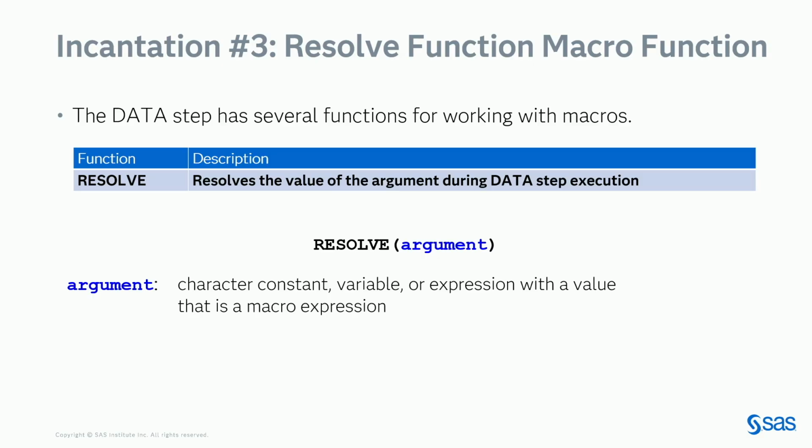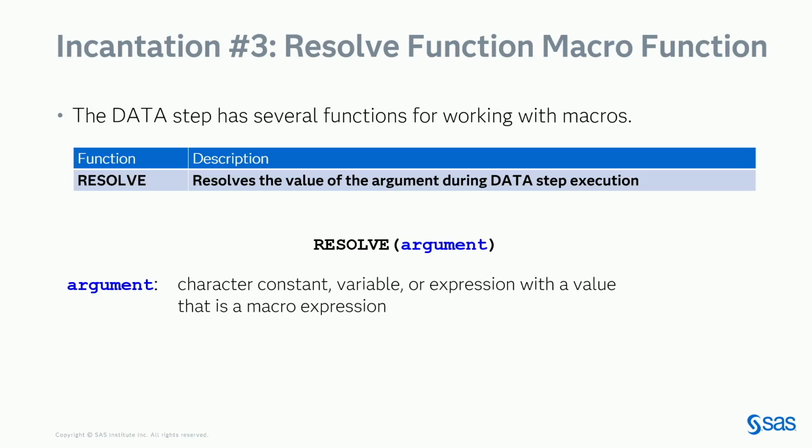So there are several functions that are part of the data step that work with macros. We're only going to be talking about the resolve function right now. And what it does is it's going to take one argument, and whatever that argument is, it's going to resolve it. It's typically going to be a macro expression or something that resolves to a macro expression. And once you get your macro expression, it's going to go to the macro language facility to resolve that particular expression.